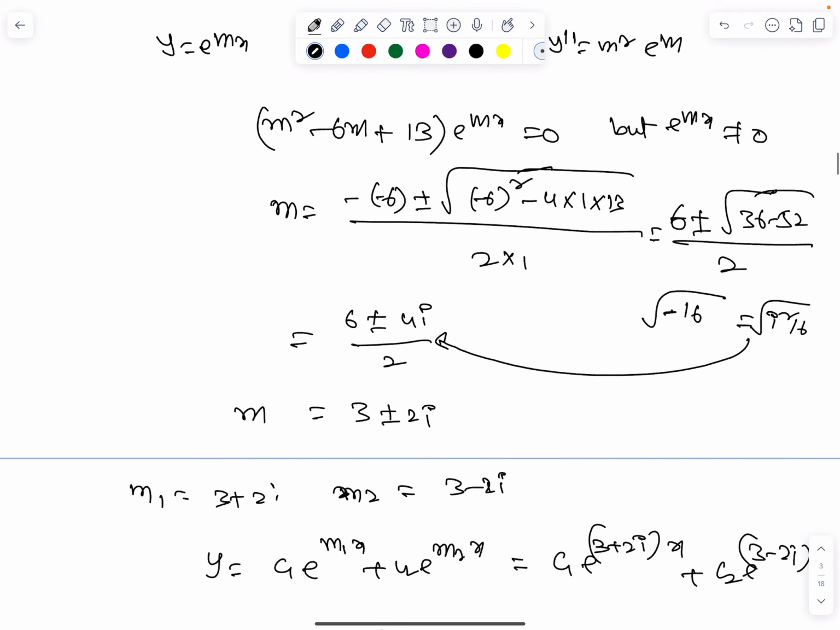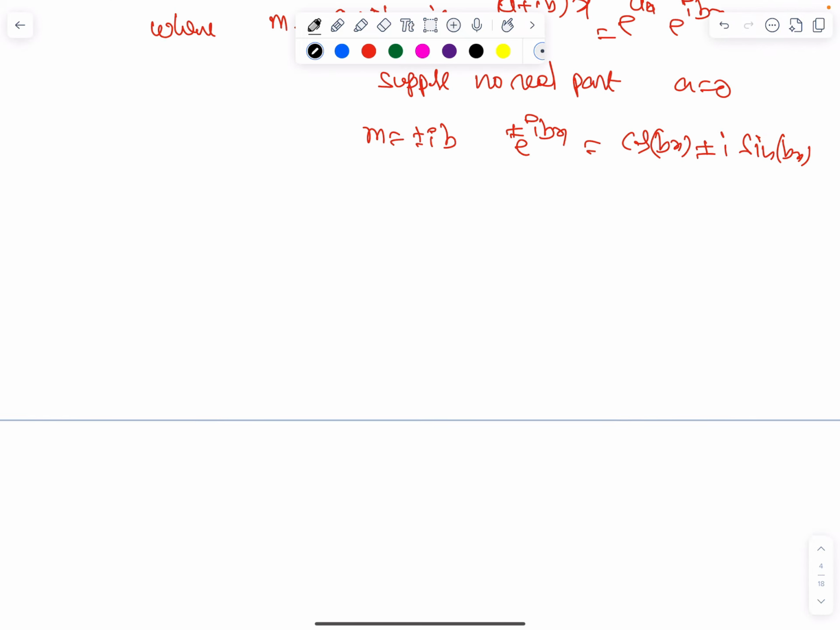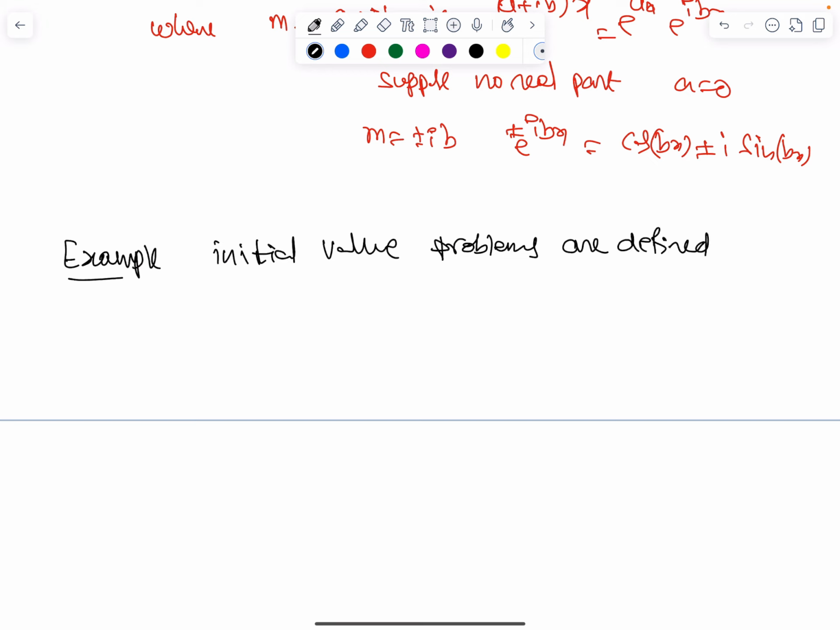If anybody wants to extend this problem, they can give the initial values or boundary values. For example, initial value problems are defined at a specific value in the domain.